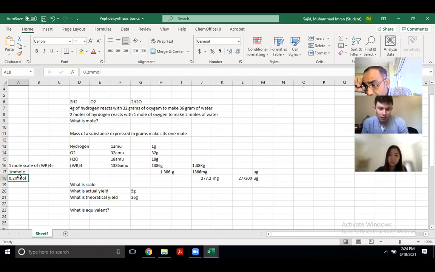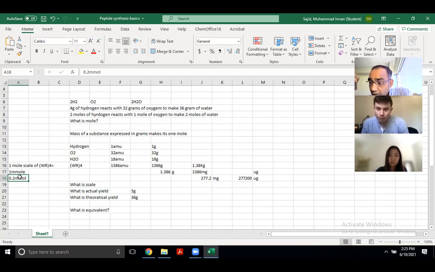So scale, like if I just sent you the lab and I say make 2 millimole scale of W4R4, what will you do? How much amount of the peptide am I expecting you to make? If you're saying 2 millimole, 2.772 grams. Yes. Right? Got it?